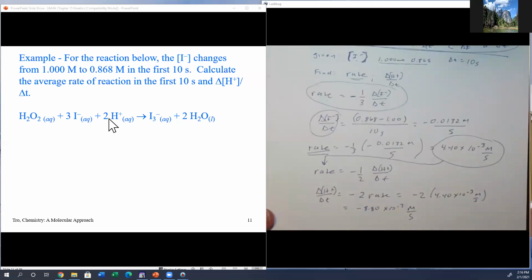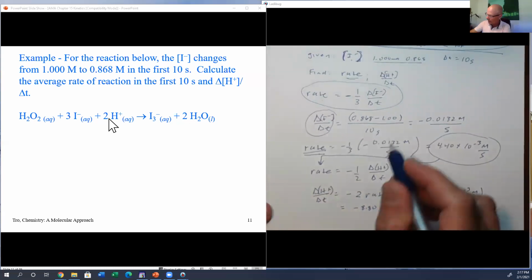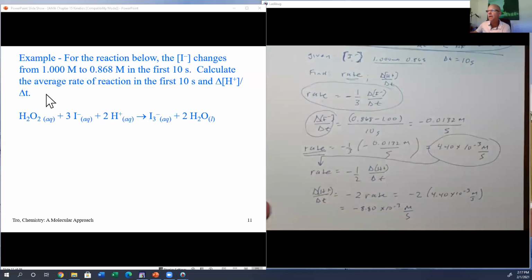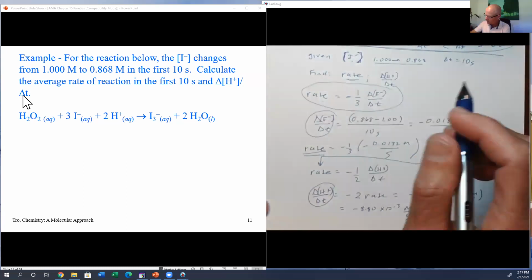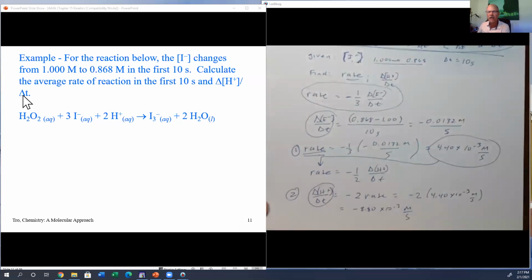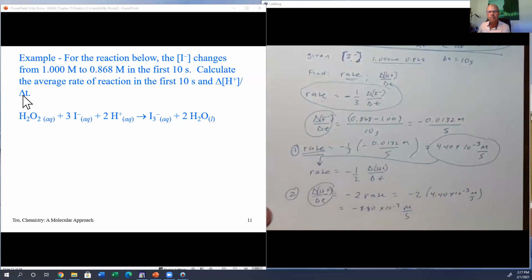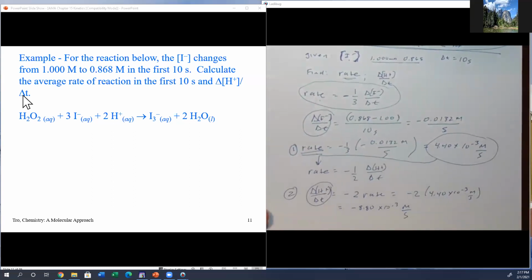Sorry, I couldn't hear. What are you calculating now? What are we calculating on this second step? On the second step, we're calculating delta H plus delta T, this quantity. There were two steps. In the first step, we calculated the rate of reaction, that's here. In the second part, we calculated the rate of change of one of the reactants. Does that make sense? Yes, thank you. Good.